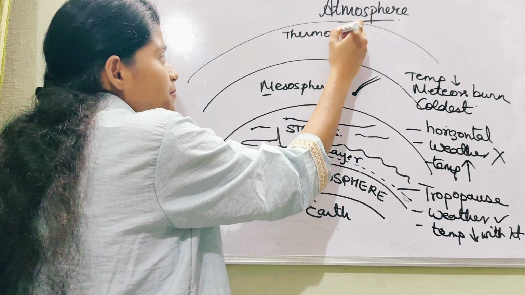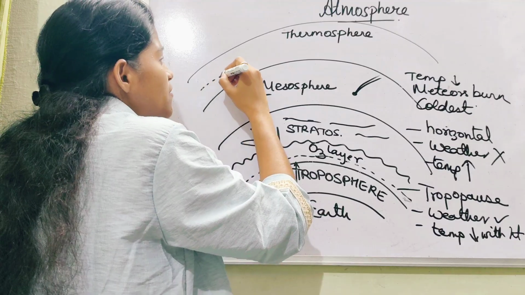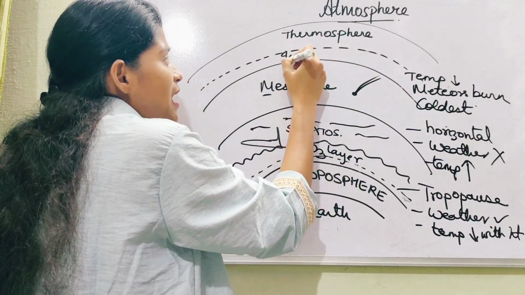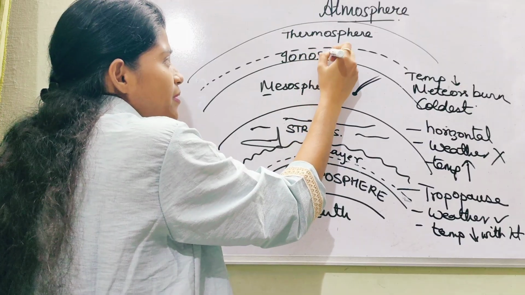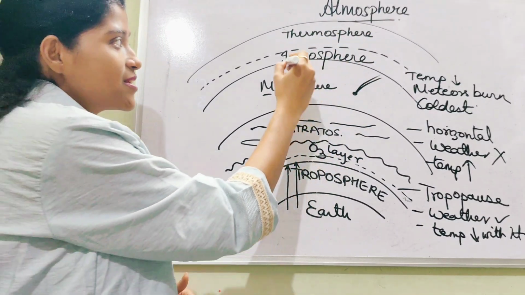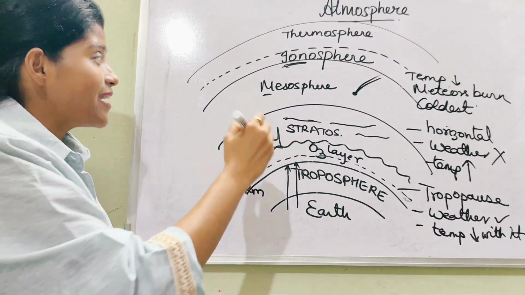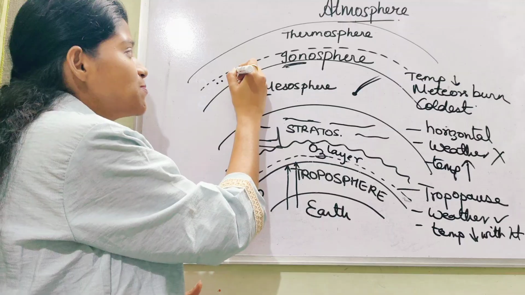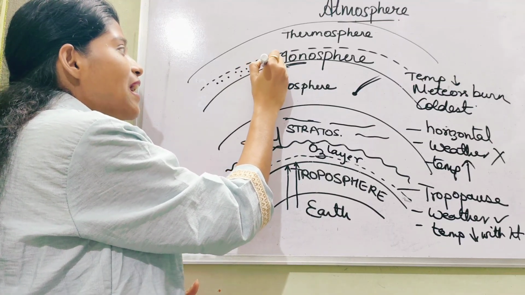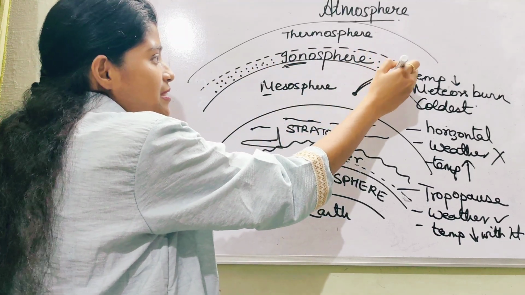Before proceeding to the thermosphere, we should know about another layer, the ionosphere. Now, what's special about the ionosphere? Can you see this word, ion? What are ions? Ions are basically charged particles which are found in this layer.